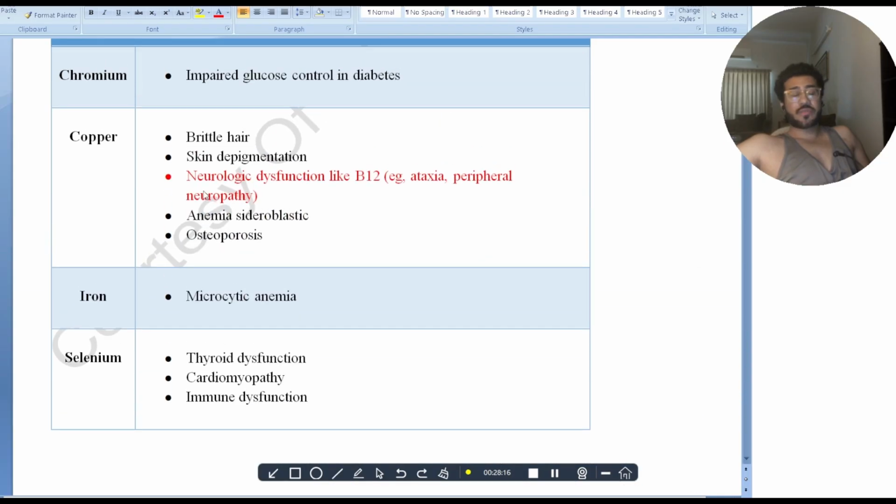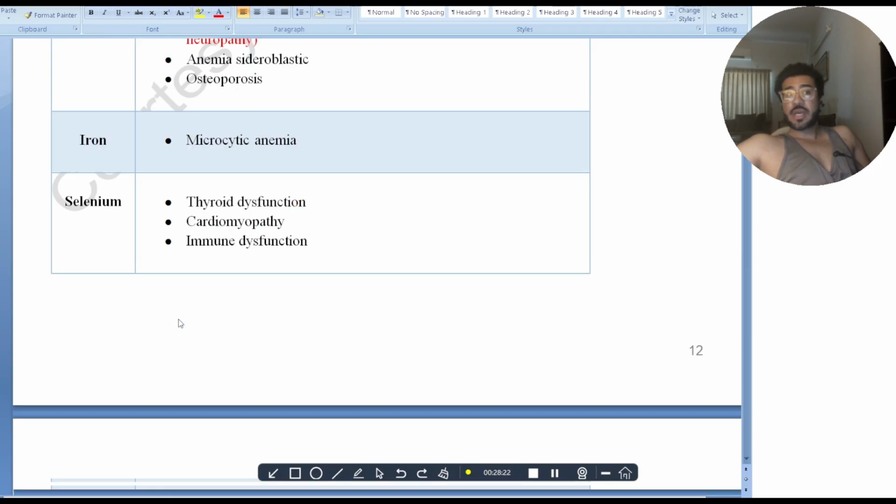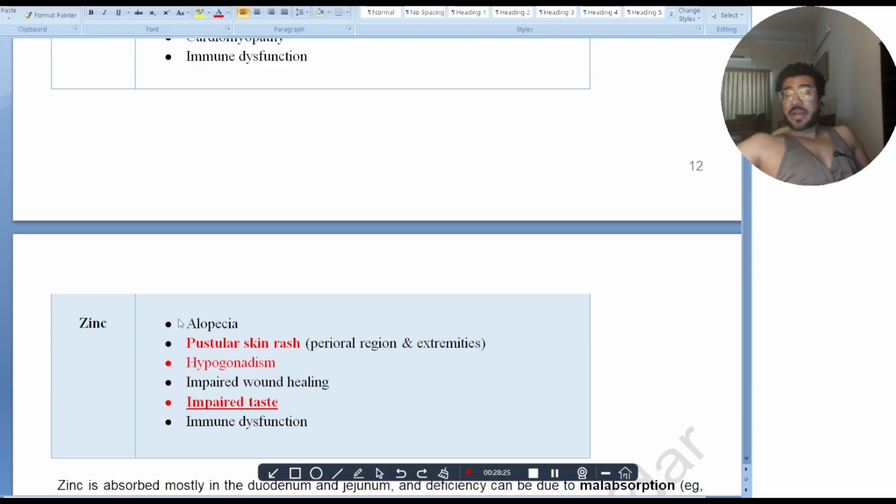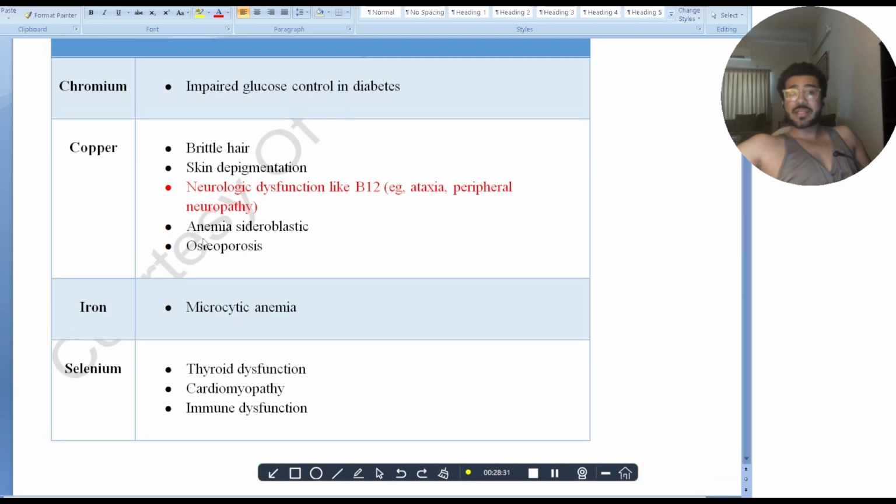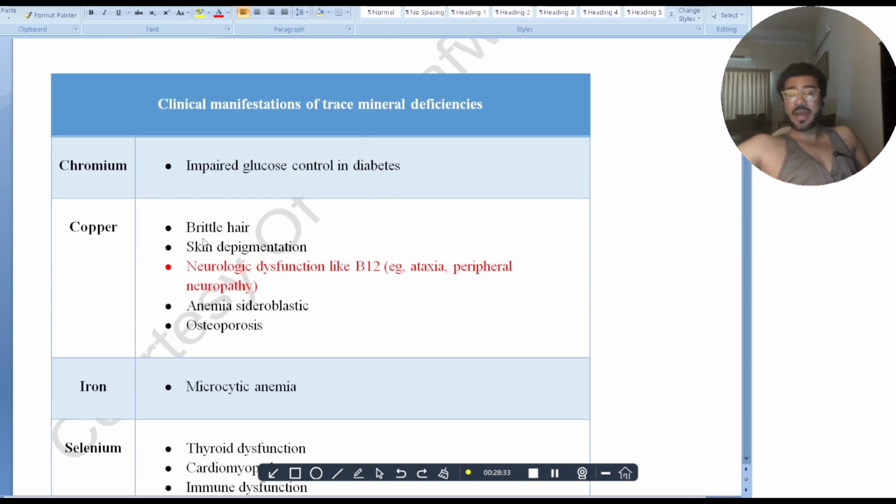So let's cover it up again. Subacute combined degeneration with sideroblastic anemia, copper deficiency; impaired taste with a rash and sexual dysfunction, it's going to be zinc. So when are these trace mineral deficiencies going to be apparent?